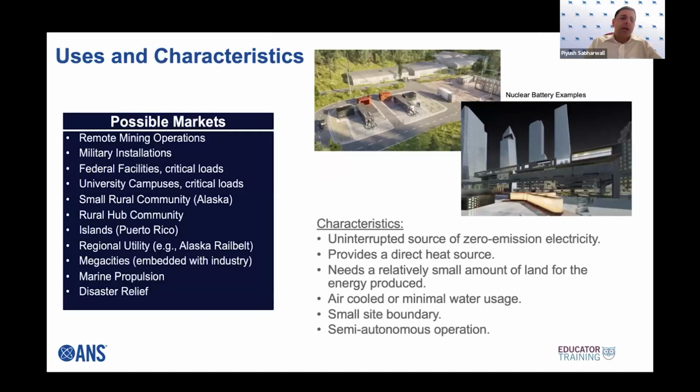Now, the key possible markets that these microreactors are looking at are remote mining operations, as I mentioned, military installations, university campuses, and you can go down the list. But the other one I want to emphasize here is disaster relief. Sometimes we get hit by tornadoes or tsunamis, like what happened in Puerto Rico, and we want to make sure that the people there have access to clean energy and water. So if this microreactor can meet that need and provide the required energy for a smaller community, that's the sort of scenario we have in mind.